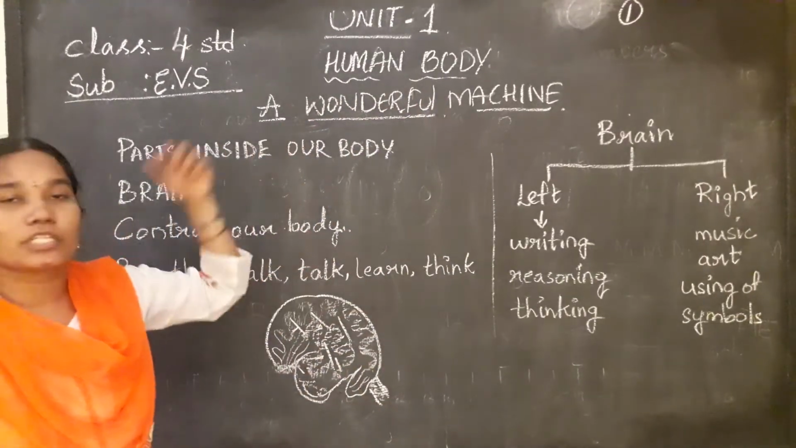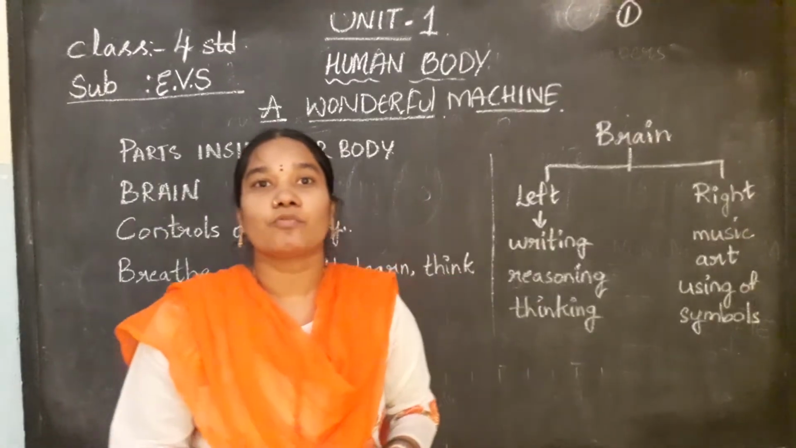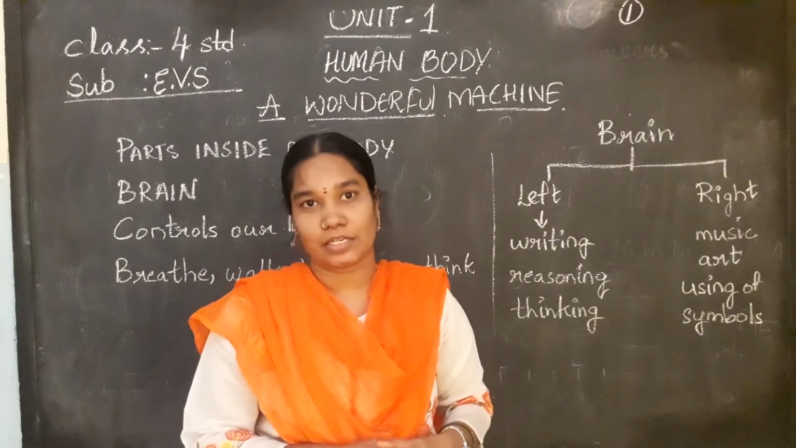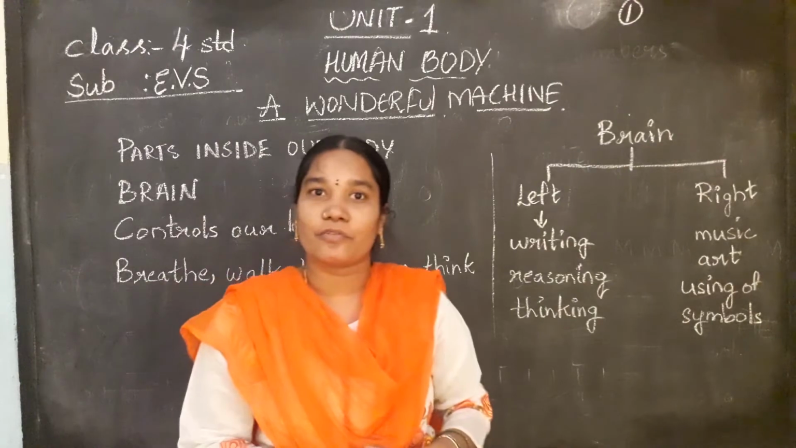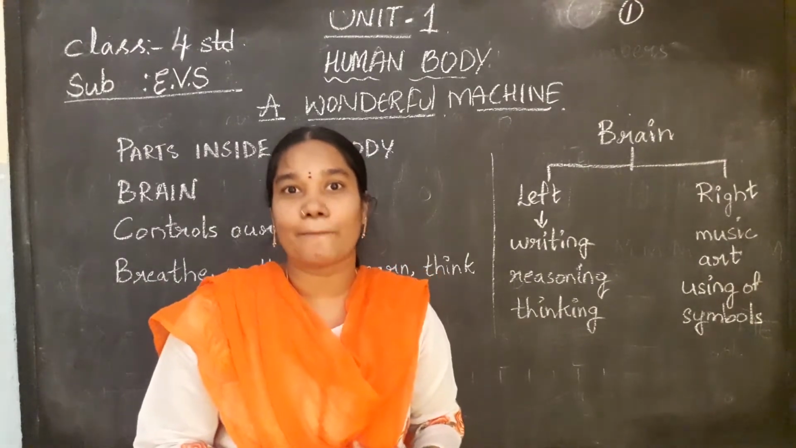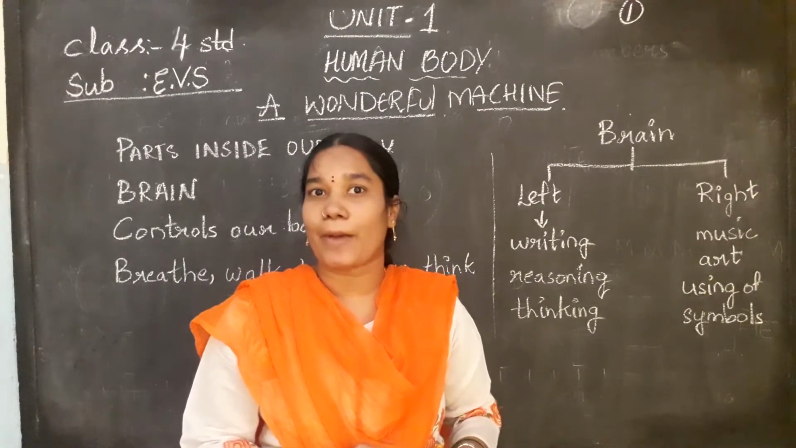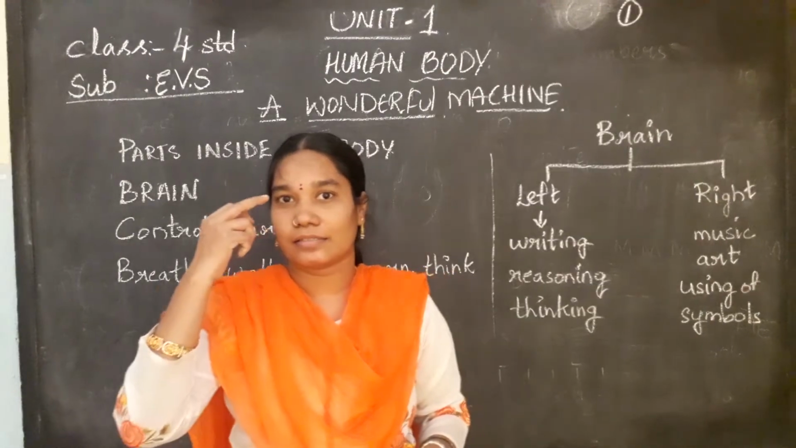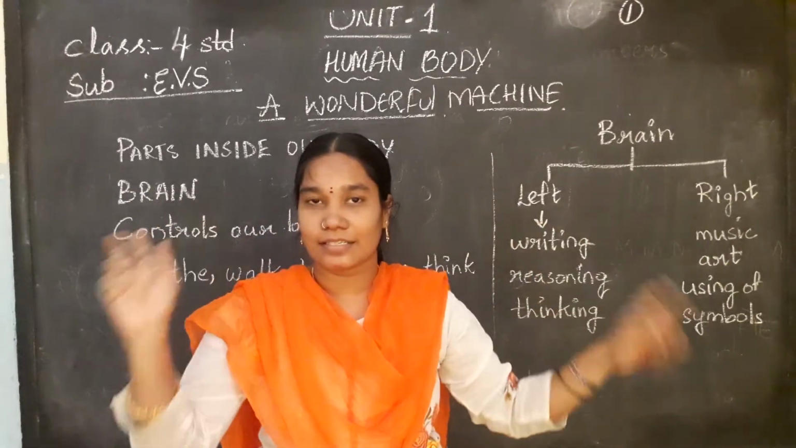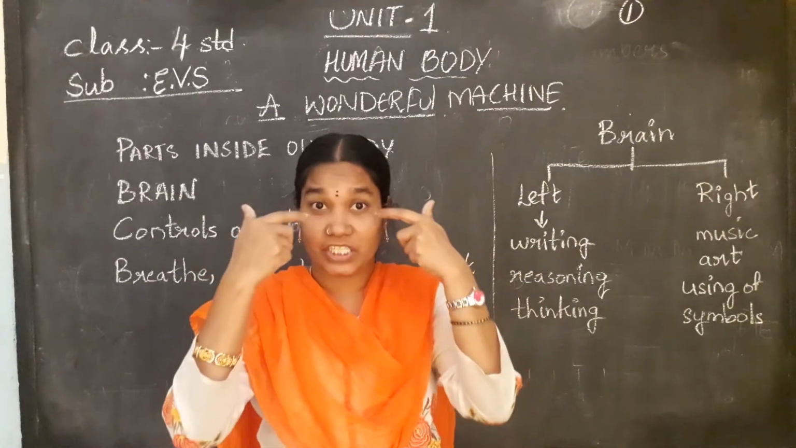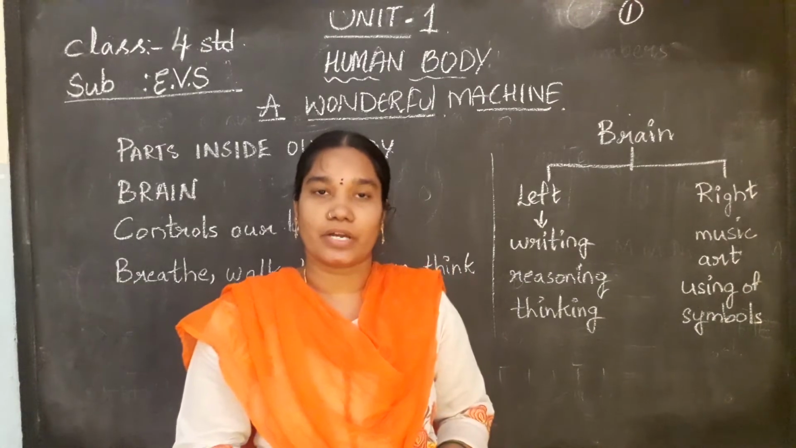Today we are going to learn about the human body, a wonderful machine. Before learning about this topic, let us recall the human body you learned about in a previous class. You learned about body parts. The body parts which you can see with your eyes are called external parts. Can you say the parts of the body? Eyes, ears, nose, mouth, hands and legs. These are visible to our eyes, so these parts are called external parts of our body.